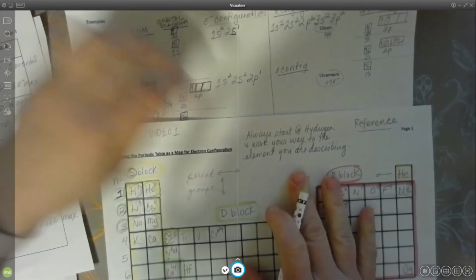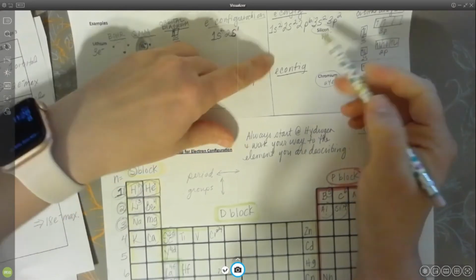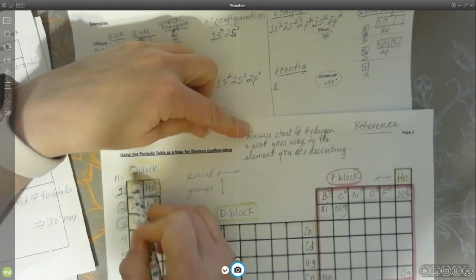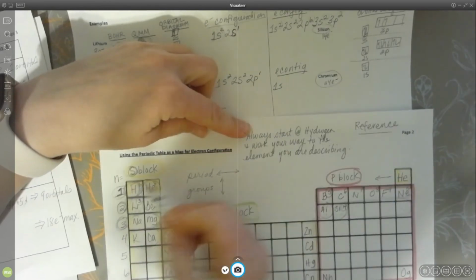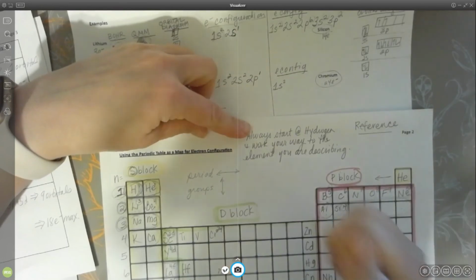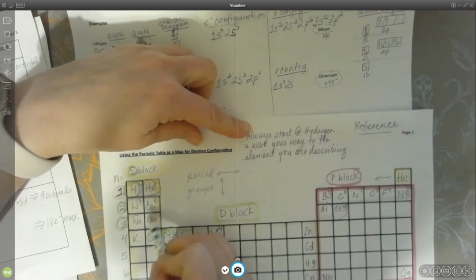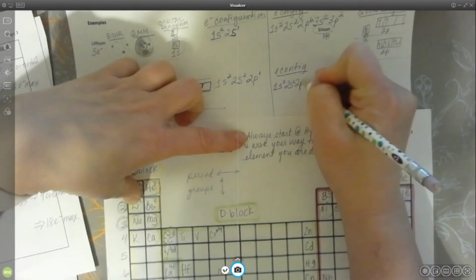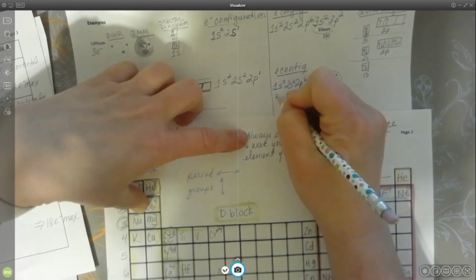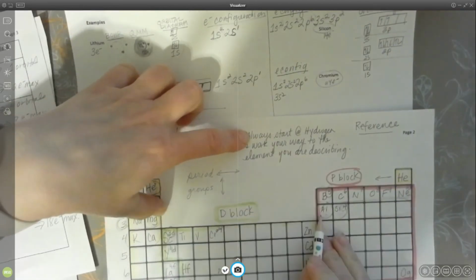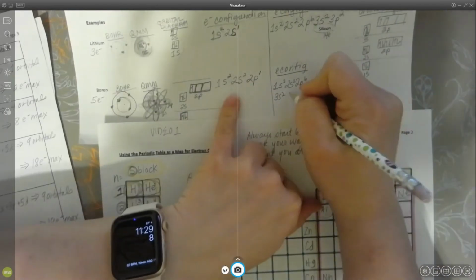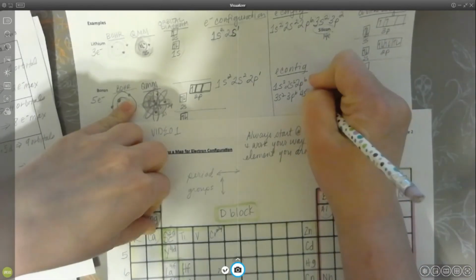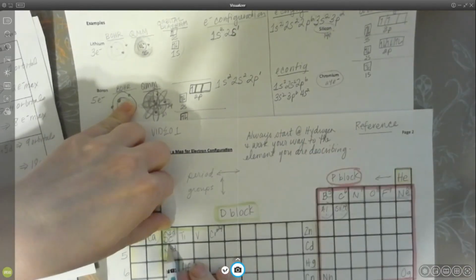So we start at hydrogen. It's literally going to start off the same way that the previous one did. So here we go. 1, it's the S block. 1s1, 1s2. That's the maximum you can have anyway. 2s2, 2p6, 3s2, 3p6, 4s2, and then now we're at the 3D.